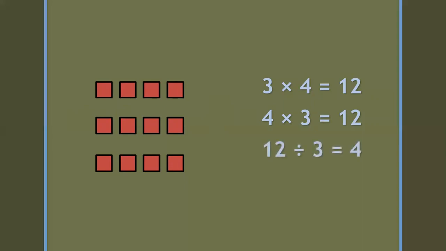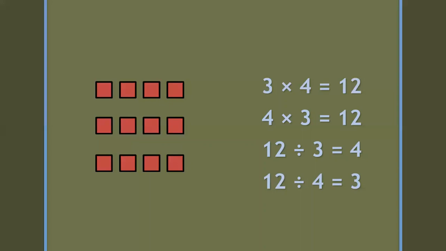Now we can say 12 divided by 3 rows stacked on top of each other equals 4 rows across. And again, 12 divided by 4 equals 3. So there are many different ways we can look at this, but what you see here is 3 times 4 equals 12, 4 times 3 equals 12, 12 divided by 3 equals 4, and 12 divided by 4 equals 3. This is what we call a fact family. All of these numbers, 3, 4, and 12, have a relationship and they're in a family. And this is what we're going to be looking at.